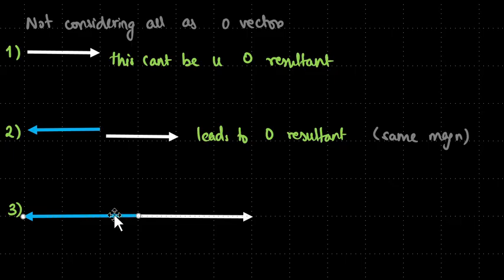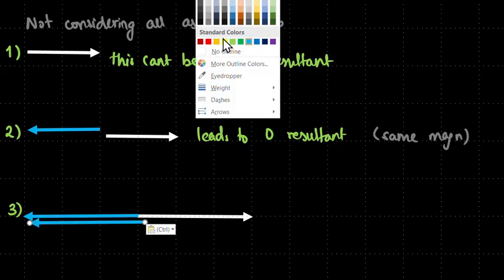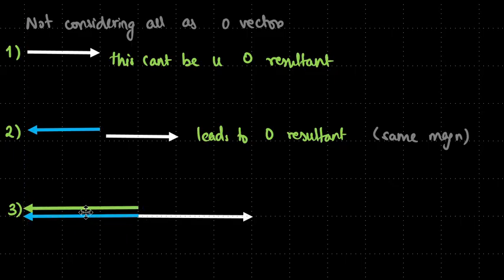But who says that this blue vector has to be only one vector? What I'm going to do is make 2 vectors of different magnitude. Let's make this green, and let's make sure that this vector is 1 unit long, whereas this vector is 2 units long. So as you can see, these 2 vectors will give a resultant of 3 units, which will cancel this one out. So this leads to 0 resultant.